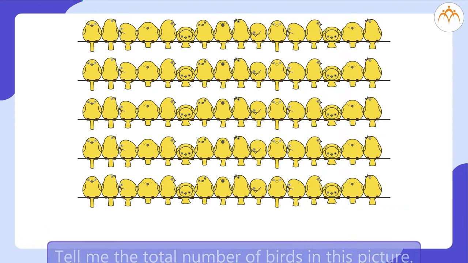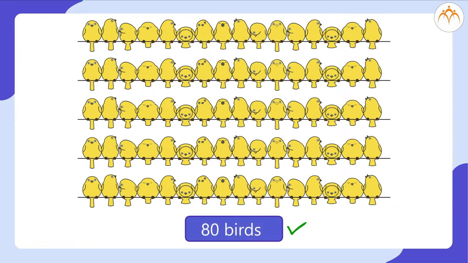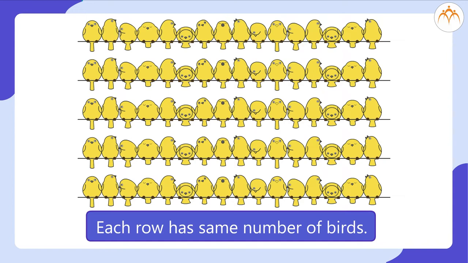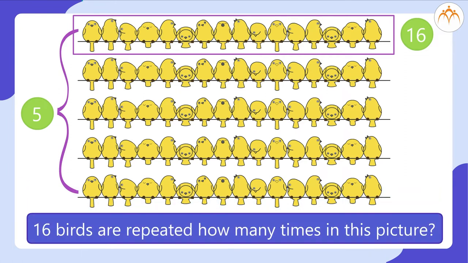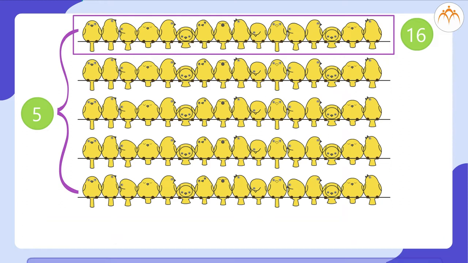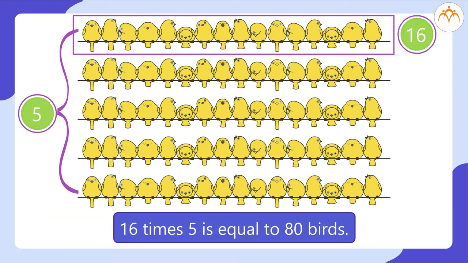80 birds. Correct answer. How is it possible? Very easy. See, what is given? Each row has the same number of birds. How many birds are there in one row? 16 birds. And how many rows? 5 rows. Correct. Now tell me, 16 birds are repeated how many times in this picture? Correct. 16 times 5 is equal to 80 birds.